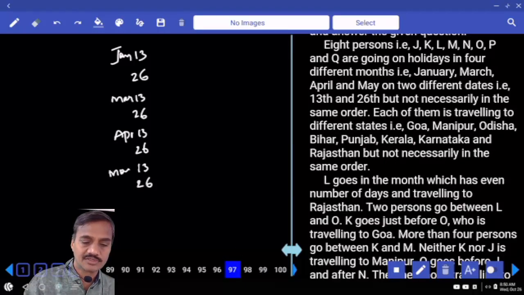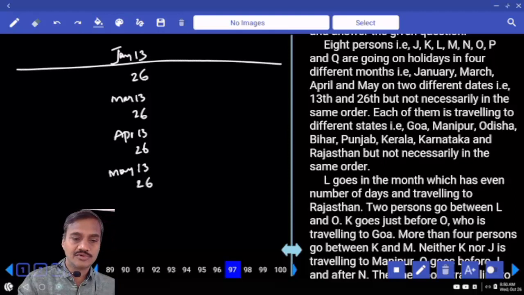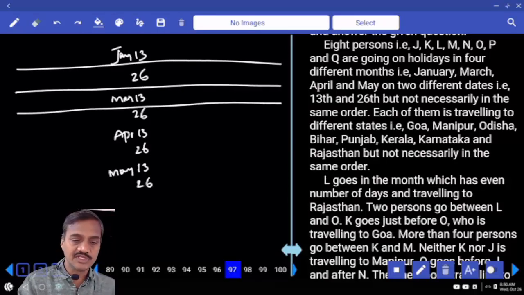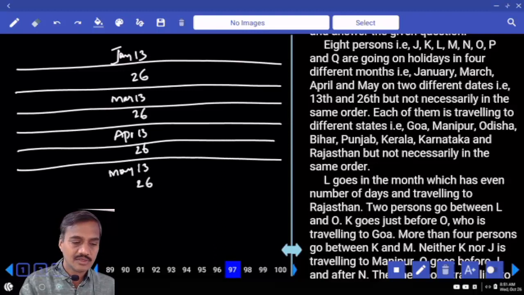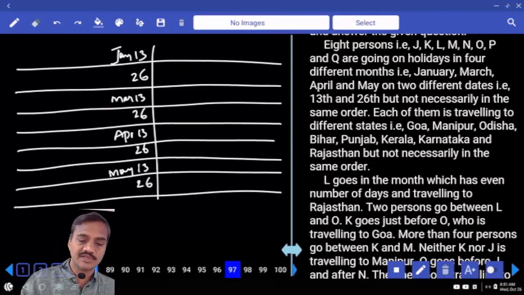Now, out of these 4 months, Jan, March and May have 31 days, but April is the only month which has 30 days. And so whenever months and dates are given, first we need to determine the number of months.